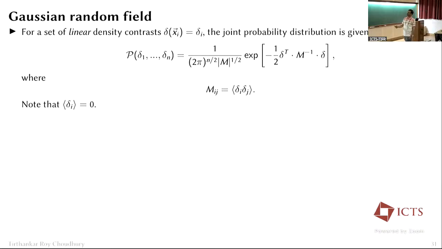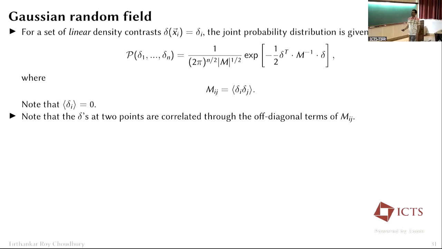So you see, to describe this distribution, I need to know only this quantity: the average of delta measured at one point times delta measured at some other point. And I need to know this for all pairs of points. This is essentially what is known as the two-point correlation function. If this M was purely diagonal, then you wouldn't have any correlation between delta at one point and delta at any other point. Any off-diagonal term will tell you the correlation of the density field between one point and the other.